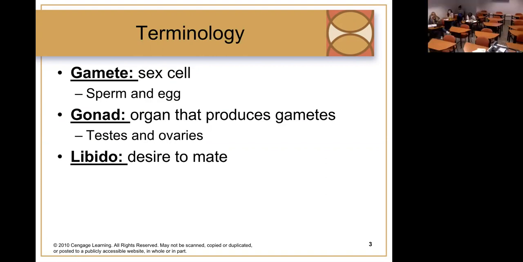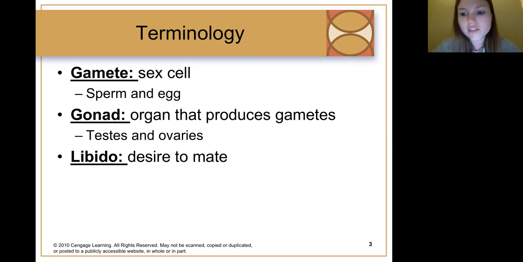So gamete, we mentioned in the previous lecture on Tuesday. That's just a sex cell, so that would be either the sperm or the egg. It's just a scientific name for sex cell. And then gonad is the organ that produces the gametes, so that would be the testes and the ovaries in male and female. And then libido is just the desire to mate. So just some pretty general terms there.